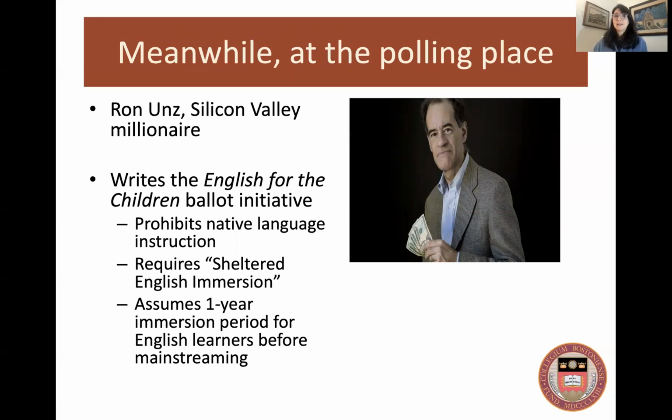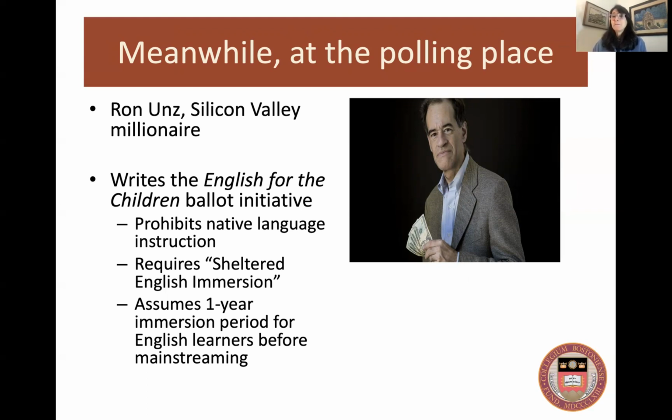Meanwhile, at the polling place in California, Ron Unz, the Silicon Valley millionaire, writes the English for the Children ballot initiative. So this ballot proposes to prohibit native language instruction in California and requires sheltered English immersion for all students who are English limited or English learners, and assumes a 1-year immersion period for English learners before mainstreaming. So you have 1 year, the school can fix you in 1 year before you can be in English monolingual and succeed. It's a success story when you can forget about your language and just go into English immersion.